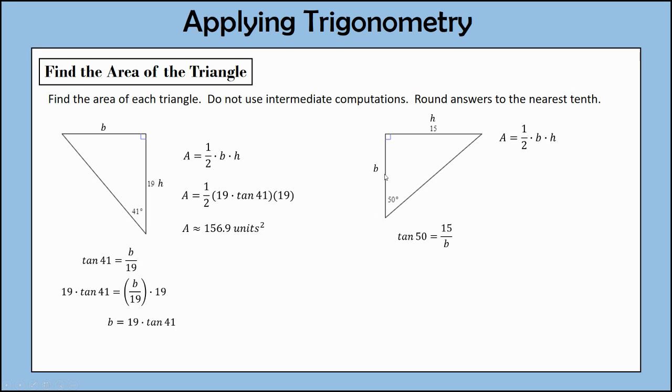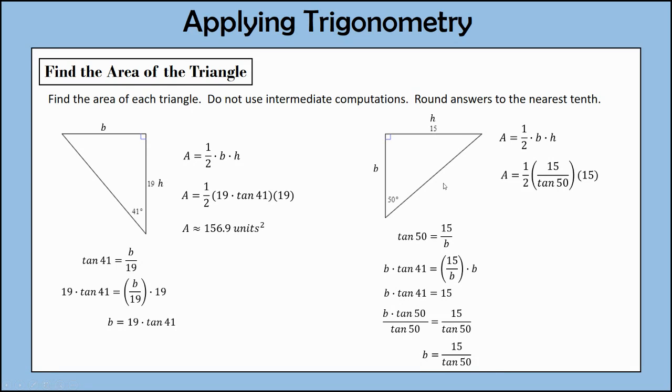We're going to go tangent of 50 is opposite over adjacent, 15 over B. Now we have to solve for B. We're going to multiply both sides by B. That will cancel the B out of the denominator here. Now I want to isolate the B from this side. I'm going to divide both sides by tangent. Oh, shoot, that should say 41. Sorry about that. So my answer is B equals 15 over the tangent of 41.